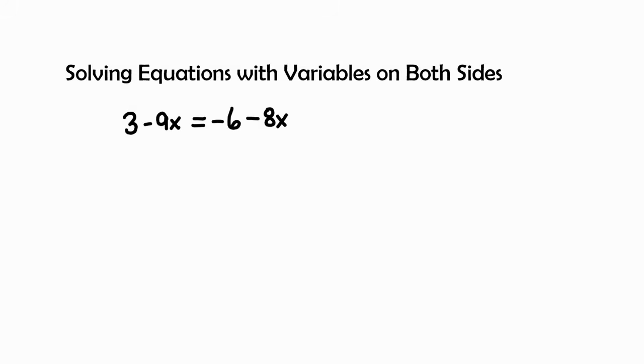In this video, we will be learning how to solve equations with variables on both sides. I have 3 examples for you in this video, so stay tuned to each one of them because they'll have different scenarios that will best help you when you're solving variables on both sides. Now the first example is 3 minus 9x equals negative 6 minus 8x.